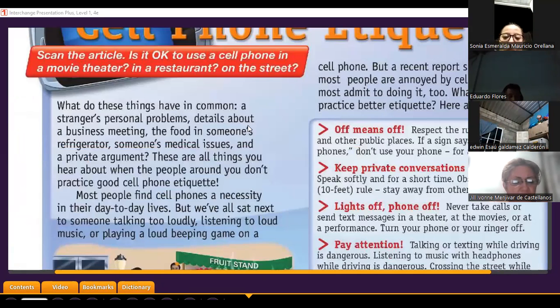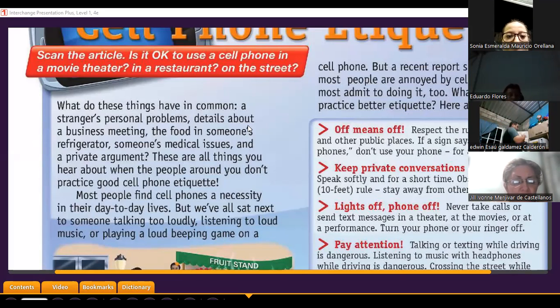Now, remember there are some rules to write emails, right? And also we have some rules for the use of the cell phone. Today, a lot of people don't use the cell phone in an appropriate way. So I will read for you, right? Then you give commentaries. What do these things have in common? A stranger's personal problems, details about a business meeting, the food in someone's refrigerator, someone's medical issues, and a private argument. Argument es un pleito personal, ¿verdad? Está peleando con la esposa, con un primo, etcétera. These are all things here when the people around you don't practice good cell phone etiquette.